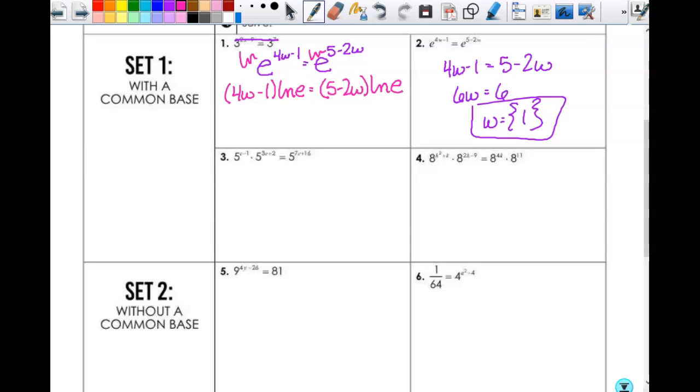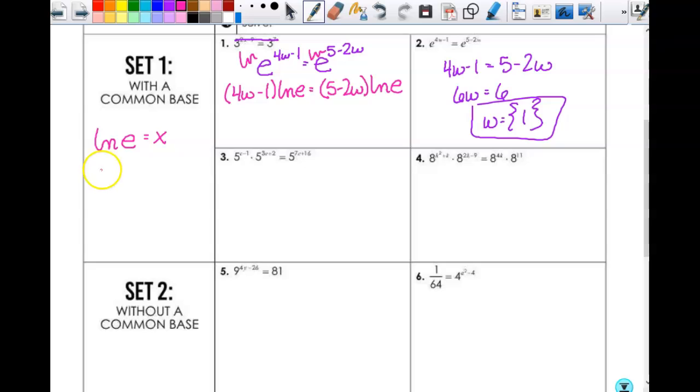No, it's e. Okay. It's e. So the natural log of e, if I say it equals x, right? What's the base of this log? It's e. So e to the x power equals e. What's x? 1. It is 1.